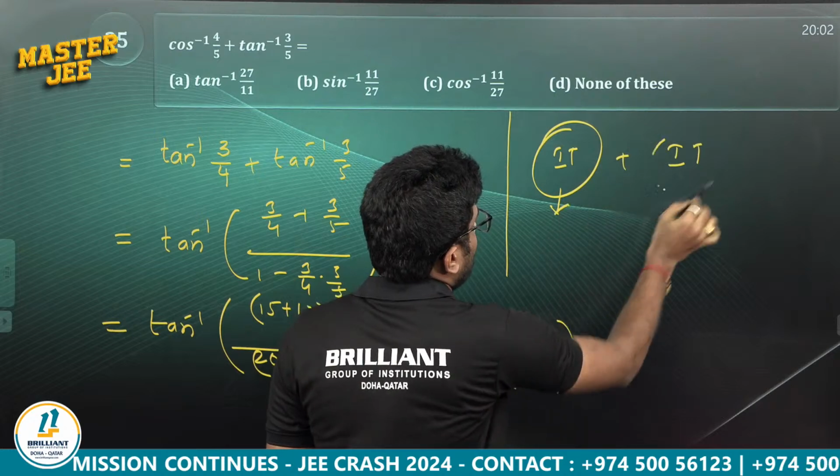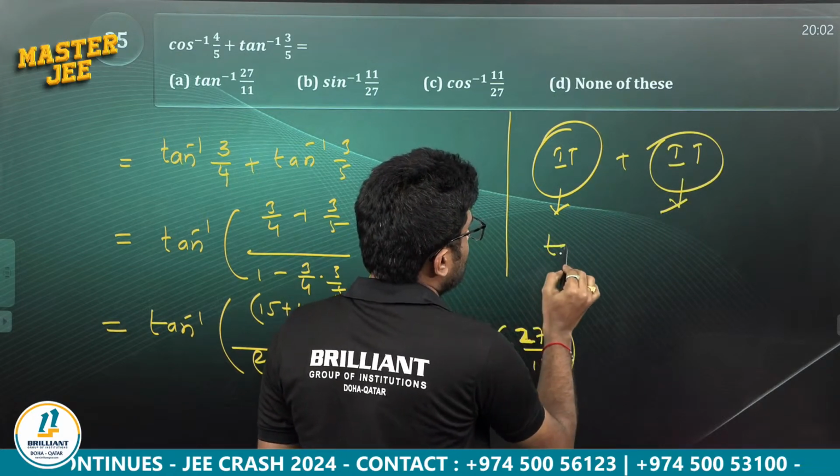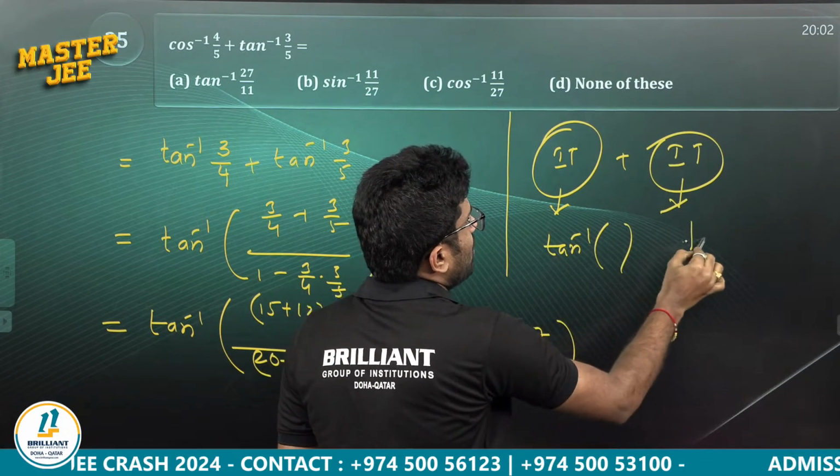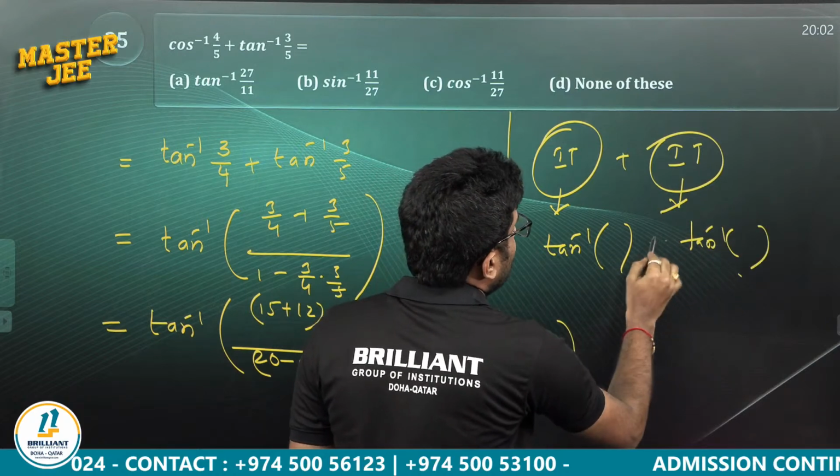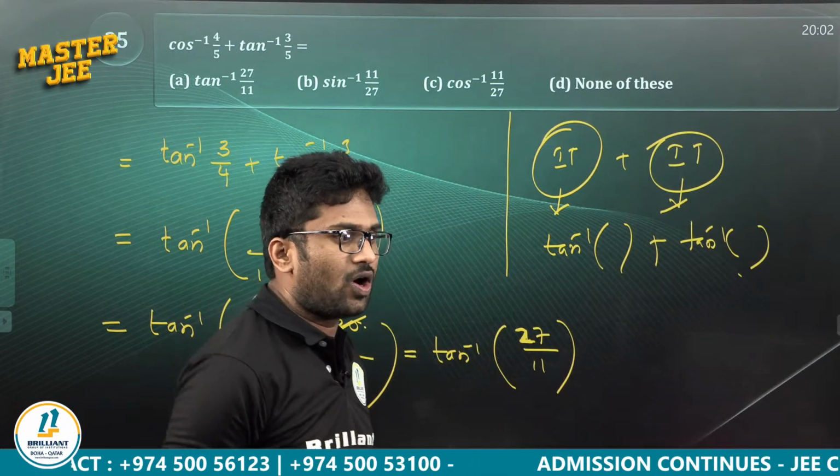All trigonometric functions, all inverse trigonometric functions have to be expressed in terms of tan inverse. Then we get everything in a very easy way, either sum or difference.